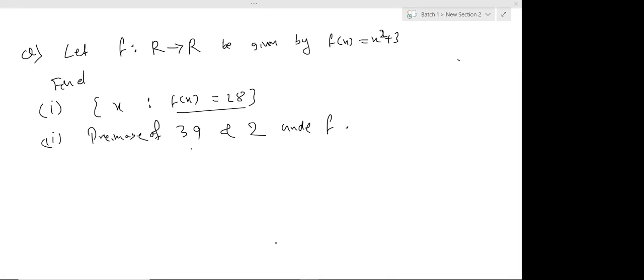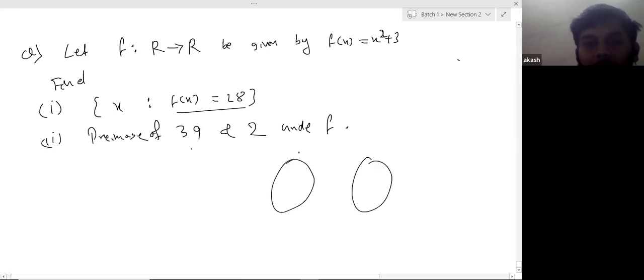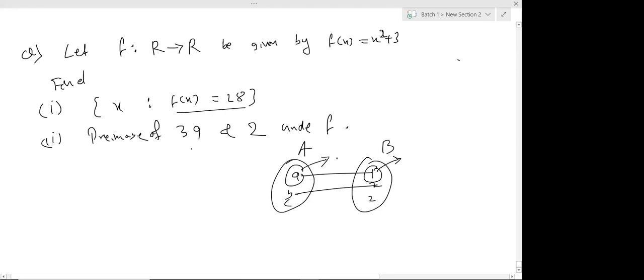So what is meant by pre-image? Let's see, pre-image is if two sets are connected in this way, right? A, B, C, 1, 2, 3. Suppose A is related to 1, B is related to 2. Then 1 is the image, A is the pre-image of 1. Okay, right, sir. Yeah, the input value. All right.